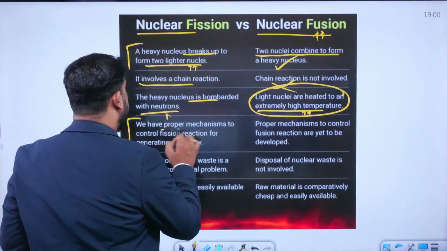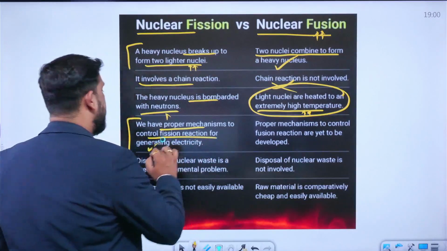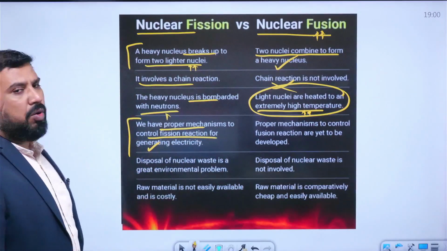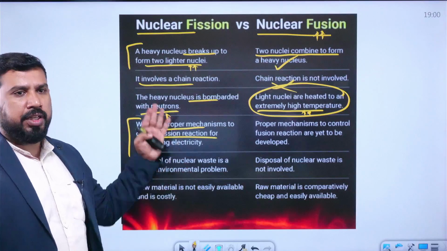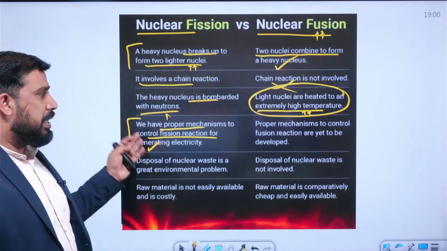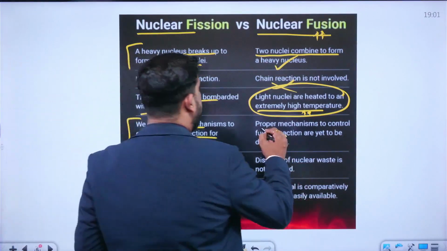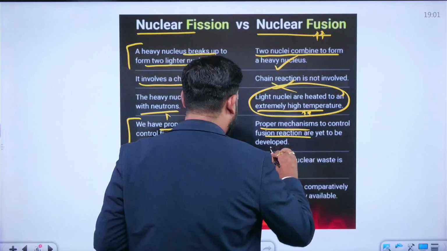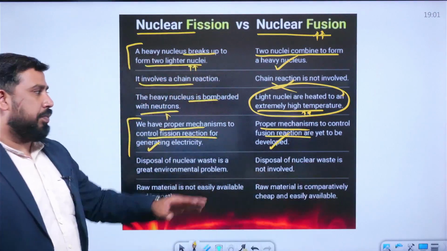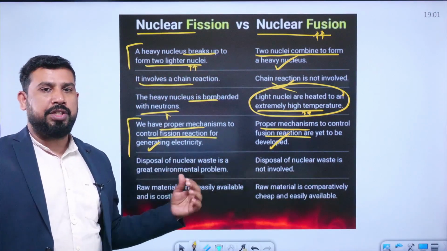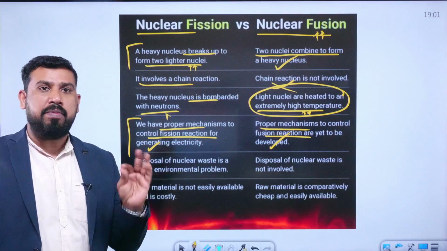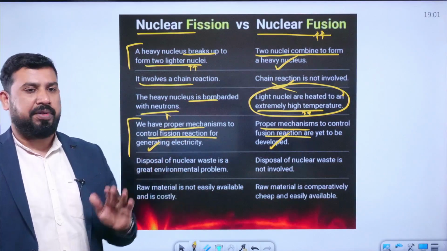We have a proper mechanism to control the fission reaction for generating electricity. So right now, all over the world, 10% of global electricity is formed from nuclear fission. But for the fusion reaction, proper mechanisms to control it are yet to be developed. It is under process, but fission can easily be controlled and used for generating electricity.